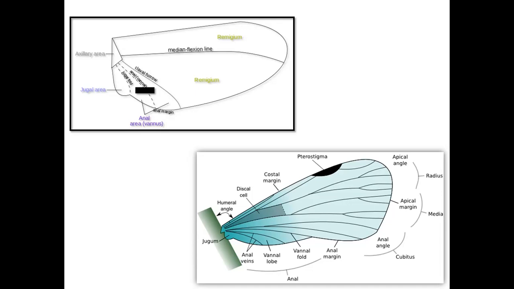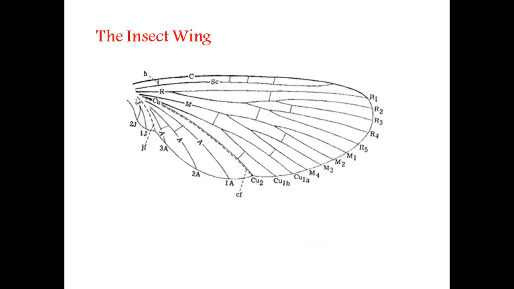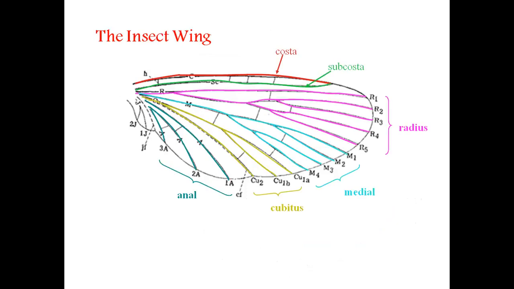Again, on the wings there is a jugum part. The jugum is the innermost portion of the wing and is cut off from the main wing by the jugal fold. So these are the different portions and divisions present on the wings.